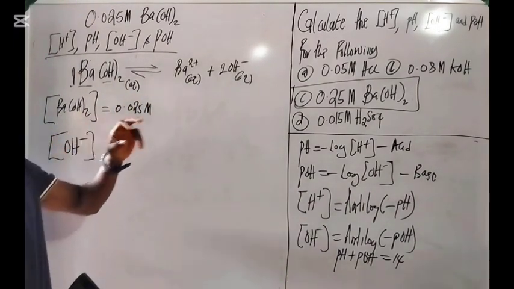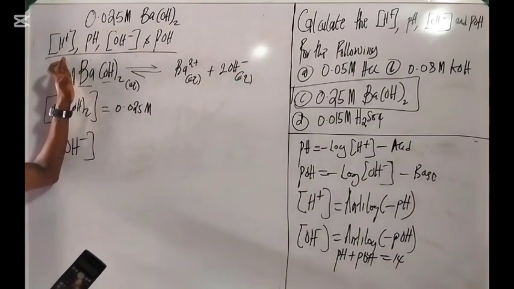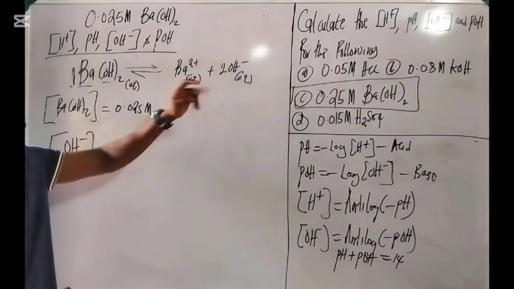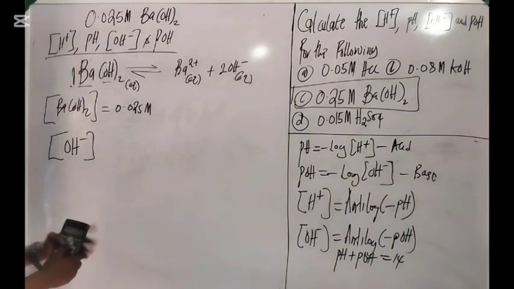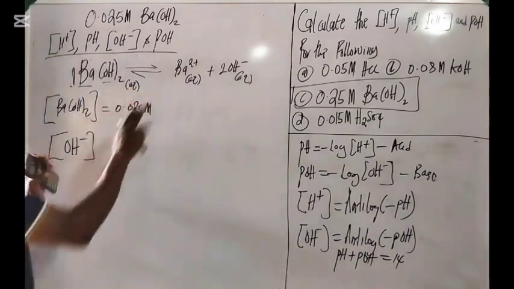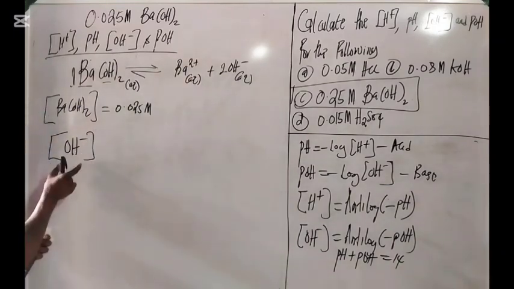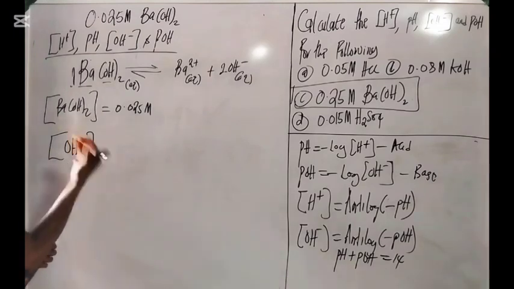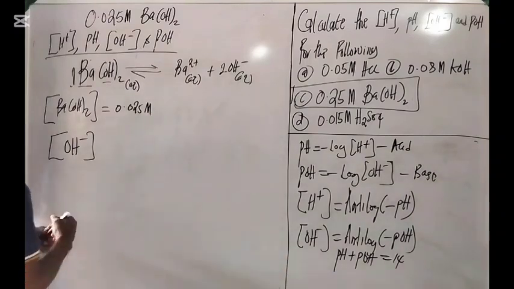It means that the concentration of OH minus is 2 times of this one, because here we have 1, here we have 2. So the concentration of OH minus is 2 times of this one here, right? Due to the balanced equation, here we have 2. So to calculate the concentration of this OH minus, you have to multiply this by 2 to get this one, just because of this 2.